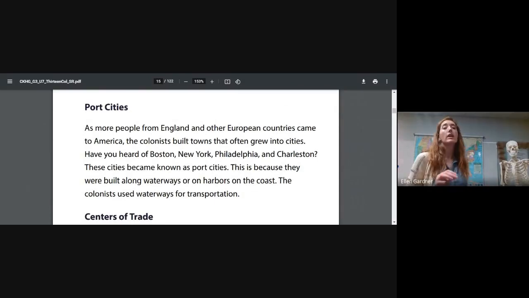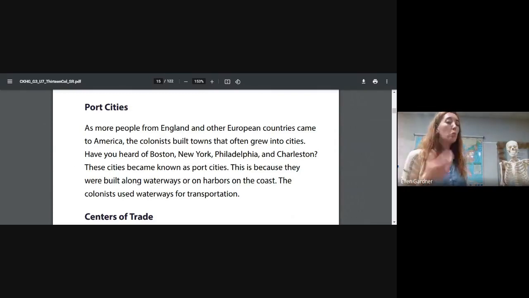Now, port cities. As more people from England and other European countries came to America, the colonists built towns that often grew into cities. You heard of Boston, New York, Philadelphia, and Charleston? Huge cities. These cities became known as port cities. This is because they were built along waterways or on harbors on the coast. They were able to get ships that came in from Europe and other continents, but especially Europe since there were English colonies here. But they also might have been well positioned to be able to trade into more of the middle of the United States.